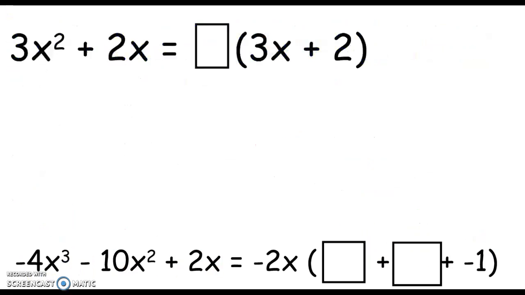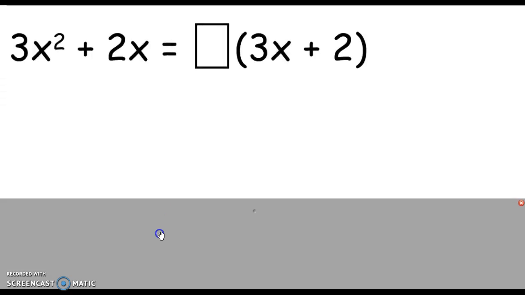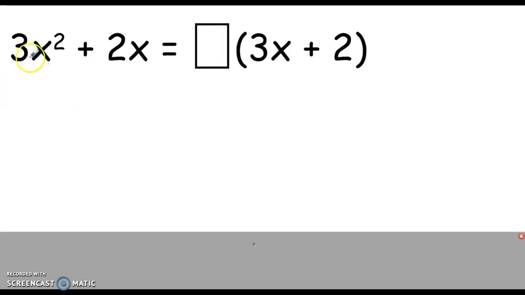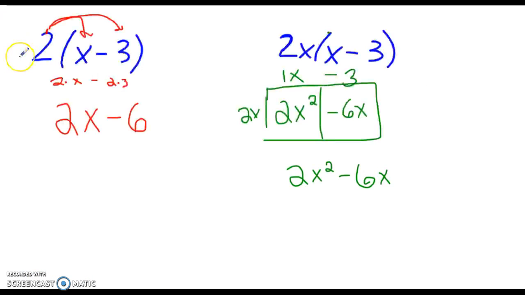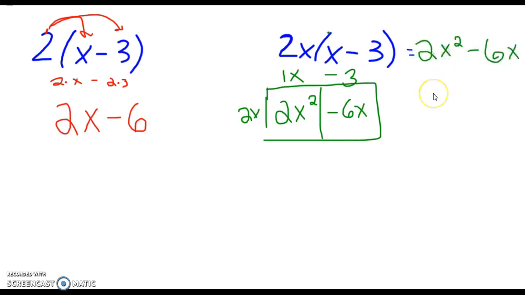Other types of problems that you're going to look at are going to look like this. So please copy this in your notebook. 3x squared plus 2x equals something times 3x plus 2. And what I said earlier, we're going to be doing the reverse of what we did for our warm-up. In our warm-up, we distributed, and we got an answer. So these two things are equivalent, and this is like what you're seeing on that problem.